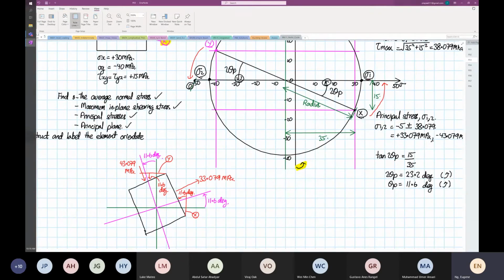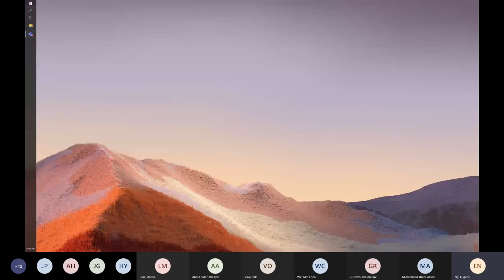From here, what we just learned is that you can now relate from the element to Mohr circle. So what you've just learned now, crash again. Hold on, people. Okay, it's back, back with a vengeance.